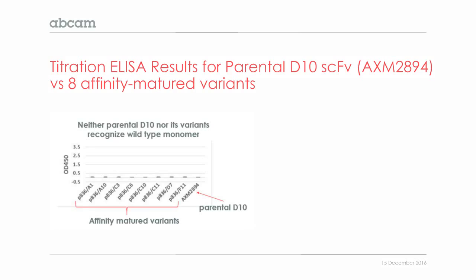In this ELISA, the wild-type monomer was coated at a high concentration, and each of the recombinant scFvs, either the parental D10 or one of the affinity matured variants, was incubated with the wild-type monomer. And you can see that, like the parental D10, none of the affinity matured variants had any wild-type monomer binding. And this is really impressive. Frequently with affinity maturation, you may see some increased liability for other antigens that you do not want your scFv to bind to. However, in this case, we were able to get 8 different affinity matured variants, all of which exhibited no wild-type monomer binding.